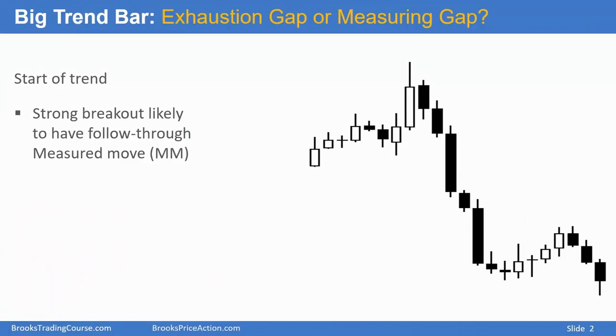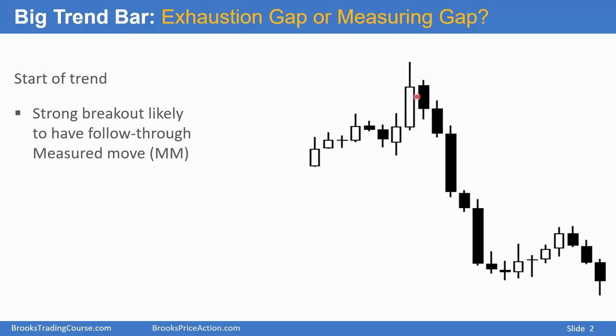I talked about big trend bars and breakouts, and sometimes they can lead to a measured move up, a big continuation of the trend. Other times they can be a sign of an exhausted trend, and they could lead to a reversal. So is a big trend bar an exhaustion gap or a measuring gap?